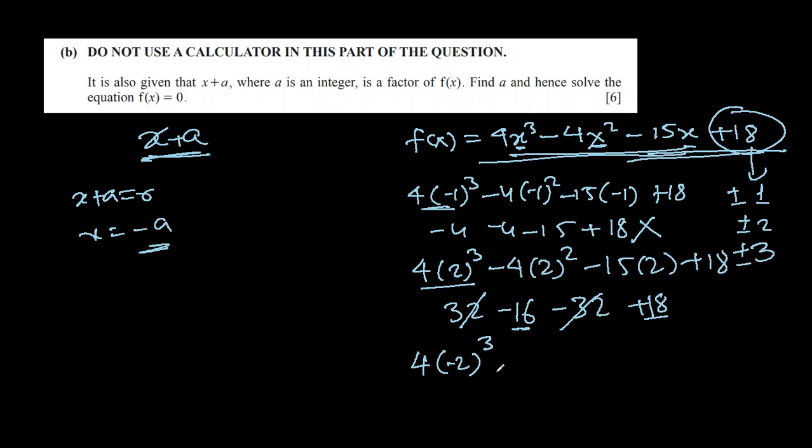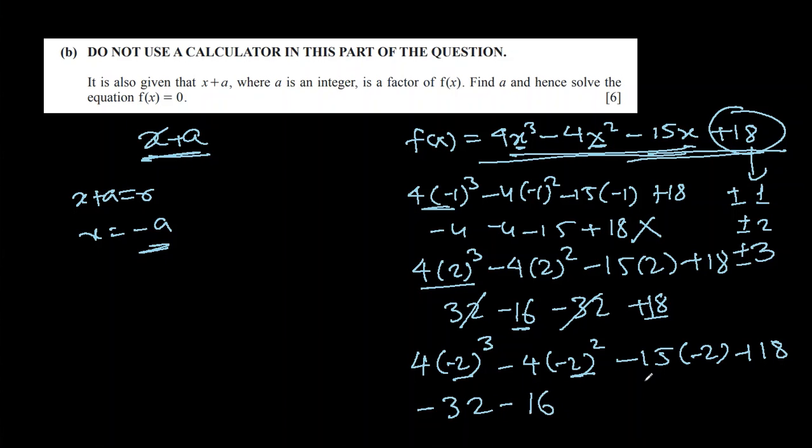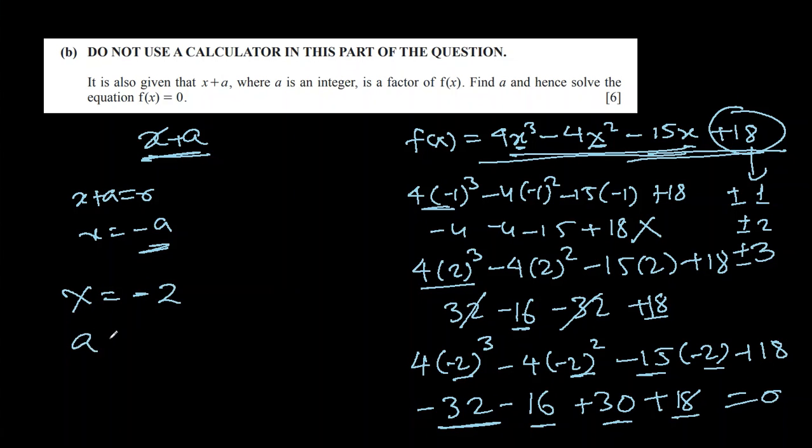Let's see, 4 times minus 2 cubed minus 4 times minus 2 squared minus 15 times minus 2 plus 18. This will be minus 8 times 4, minus 32. 4 times this one is minus 16. Yeah, this will be positive 30 and 18. And yes, 32 plus 16 is 48, negative 48 plus 48, 0. Yes, we got our answer. x is equal to minus 2. So a will be positive 2.